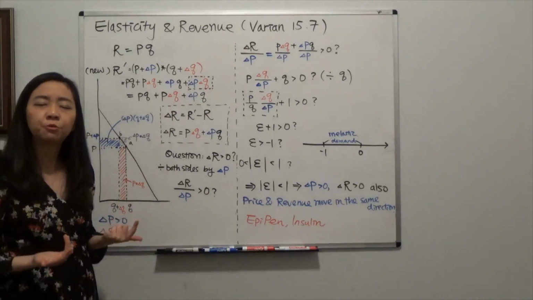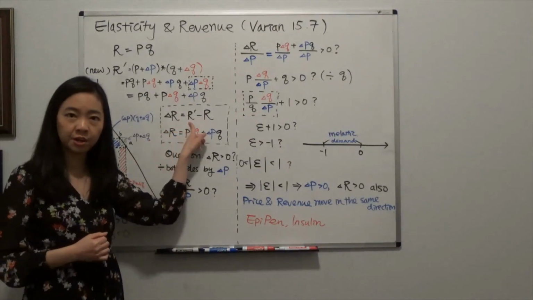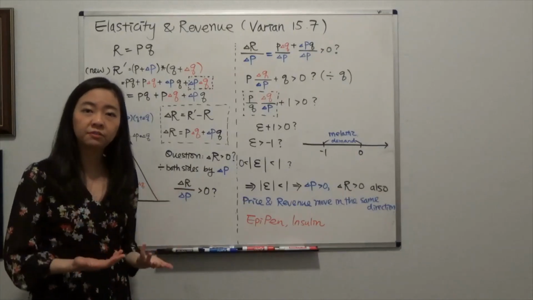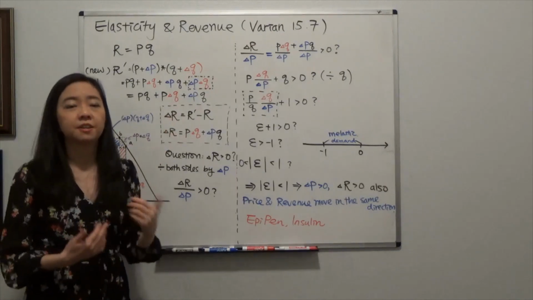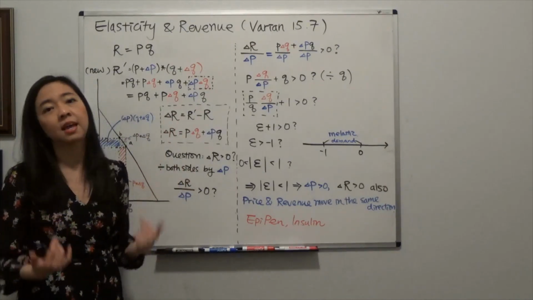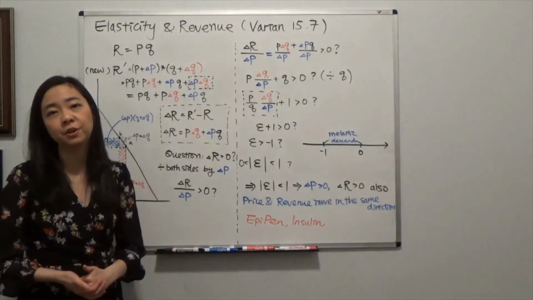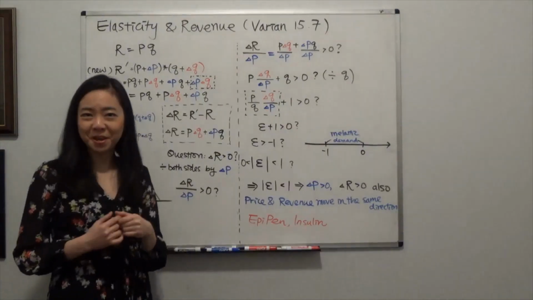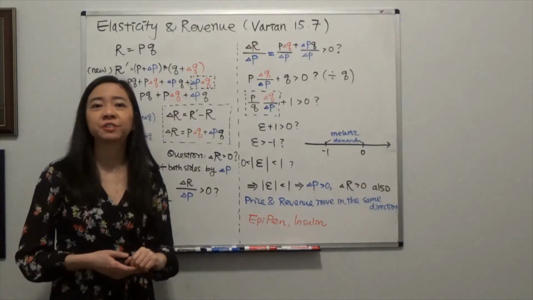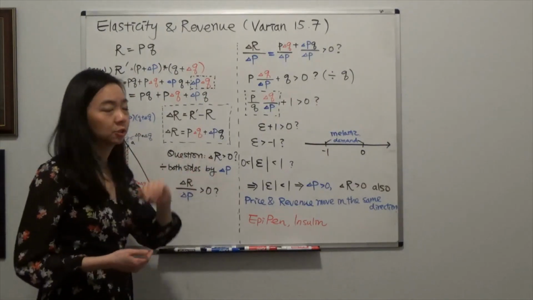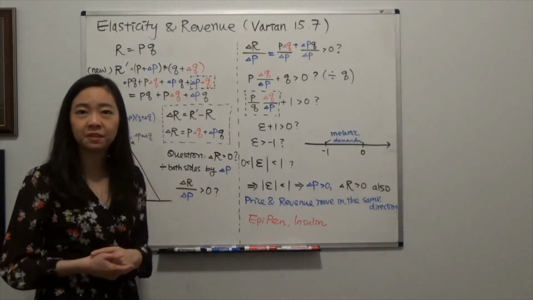So is our revenue going to go up or down? We're going to see whether R prime, that's the new revenue, minus R is a positive number or negative number. So that's our delta R, that's the difference in the revenue. Now if delta R is greater than 0, then we know our revenue has gone up. But if delta R is less than 0, then we know our revenue has gone down. So asking if revenue goes up is the same thing as asking if delta R is greater than 0. And when you're asking if delta R is greater than 0, it's the same thing as asking if delta R divided by delta P is greater than 0.